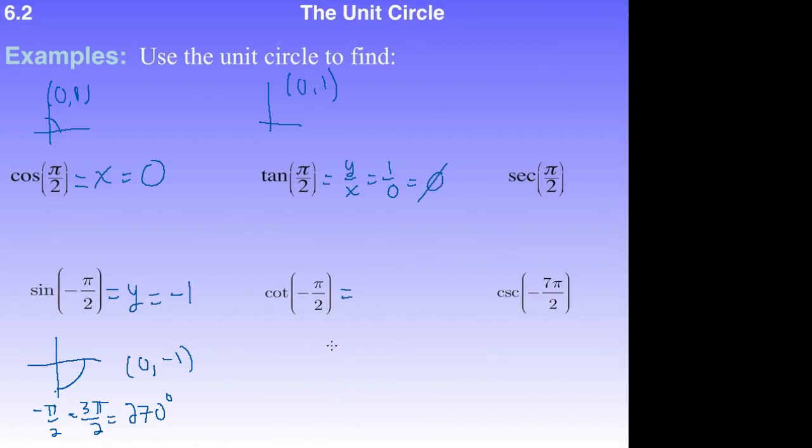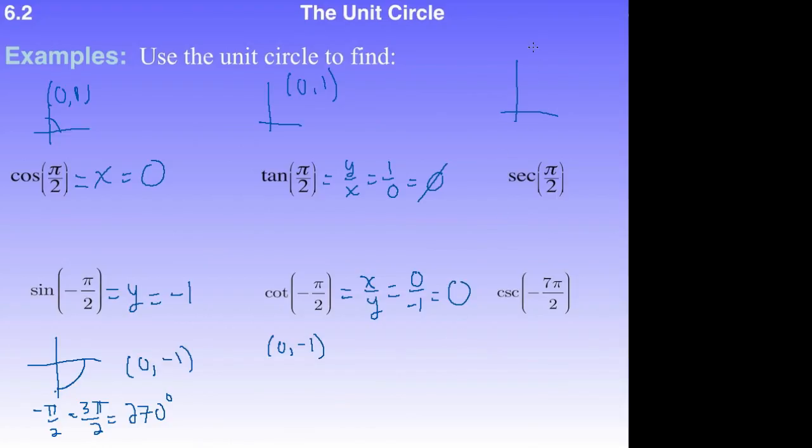Cotangent of negative pi over 2. Well, from the other screen, the definition of cotangent is x over y. Negative pi over 2 is this diagram again, which puts me with an ordered pair of 0, -1. X over y this time is 0 over -1, which can be evaluated as 0.